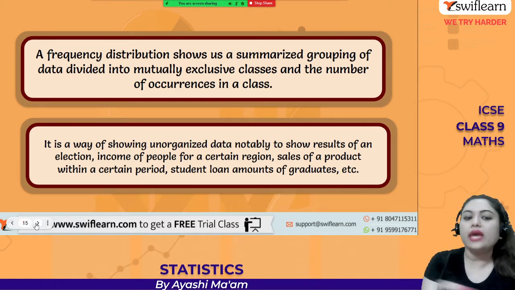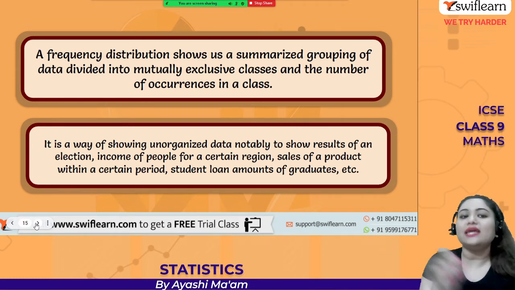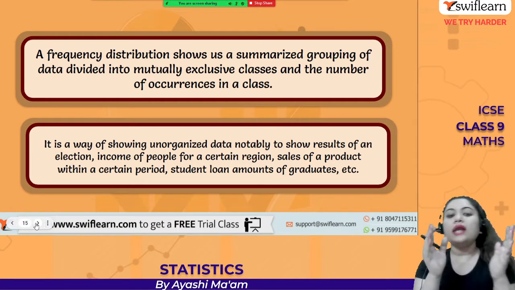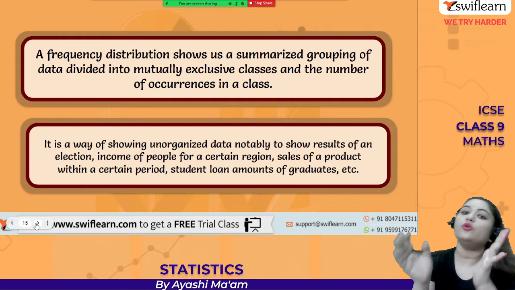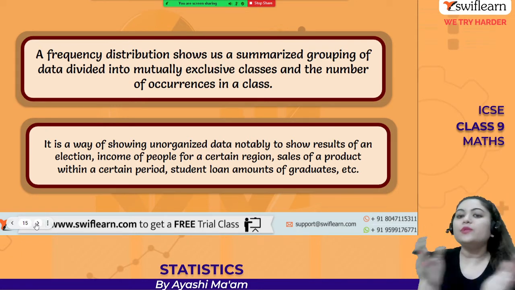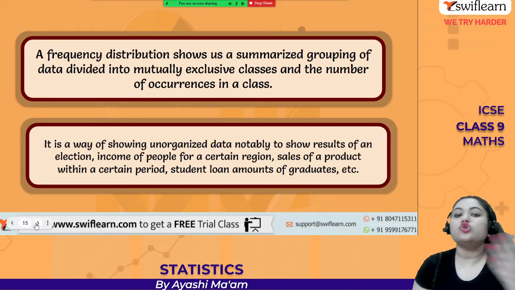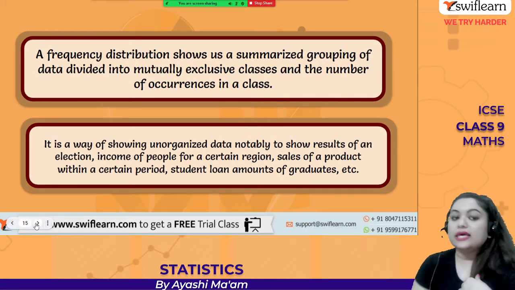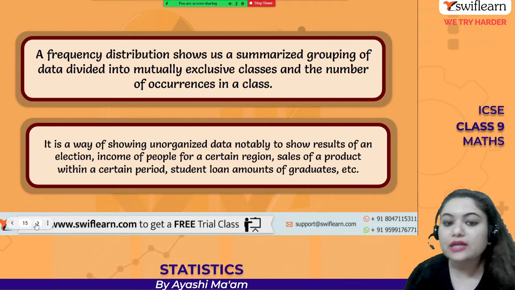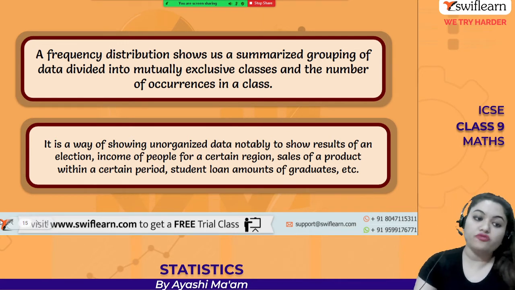सो इट इज अ वे ऑफ शोइंग अनऑर्गेनाइज्ड डेटा, नोटेबली टू शो रिजल्ट्स ऑफ एन इलेक्शन. तो अनऑर्गेनाइज्ड डेटा को हम लोग क्या कर रहे हैं? ऑर्गेनाइज्ड वे में हम लोग शो कर रहे हैं. एग्जाम्पल्स क्या हो सकता है? टू शो रिजल्ट्स ऑफ एन इलेक्शन, इनकम ऑफ पीपल फॉर अ सर्टेन रीजन, sales of a product within a certain period, student loan amounts of graduates.